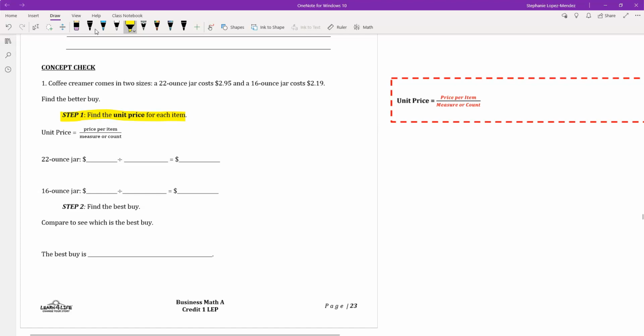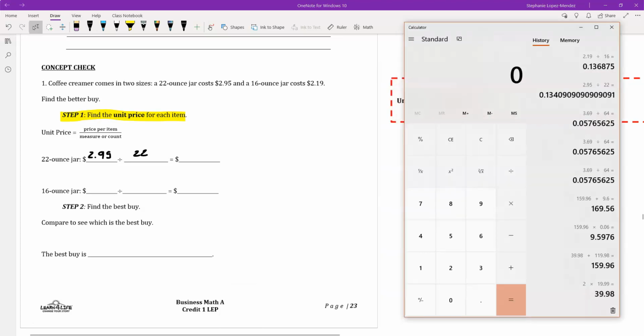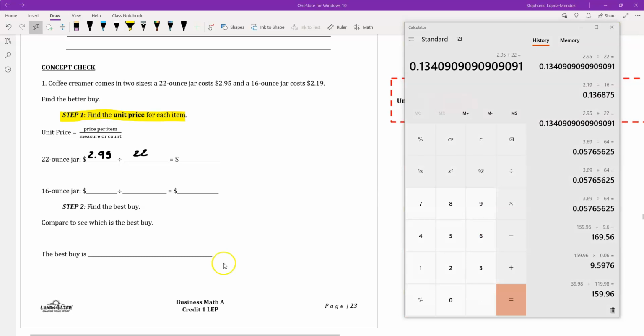So for our 22-ounce jar, we have that it costs $2.95, and that specific size of creamer jar is 22 ounces. So if I go to my calculator, I have 2.95 divided by 22. Then I have the result of 0.134. I'm only going to work with the first 3 decimals.